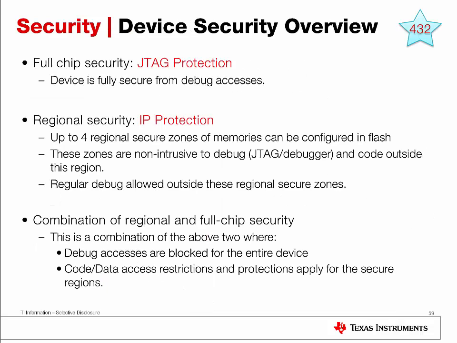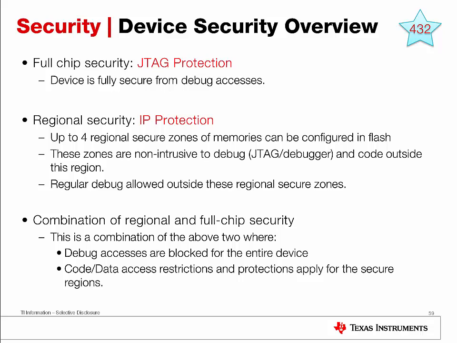From the security standpoint, the MSP432 MCU provides two types of security: the JTAG protection as well as IP protection. The JTAG protection is a way to block the device completely from any future JTAG accesses. So after blocking the JTAG, the user can no longer debug the device or establish a JTAG connection to the device.